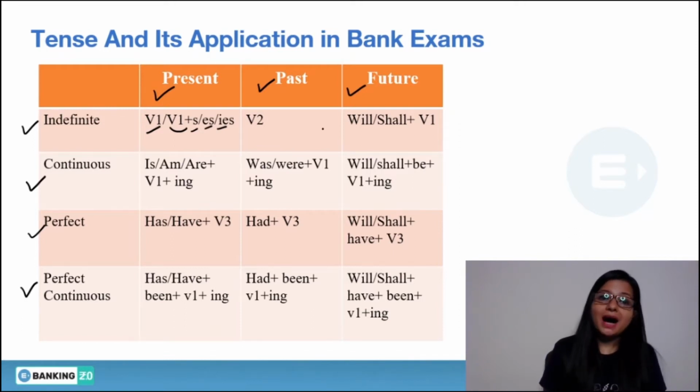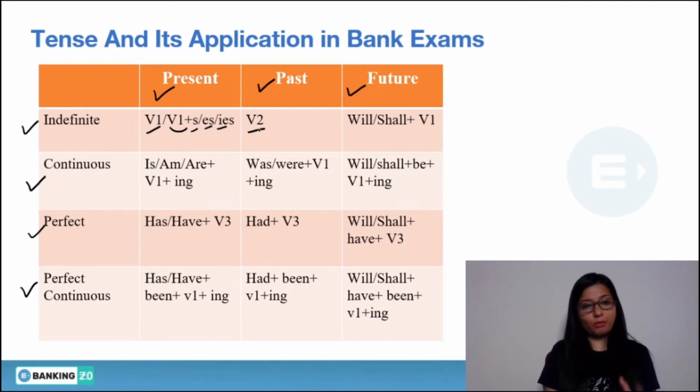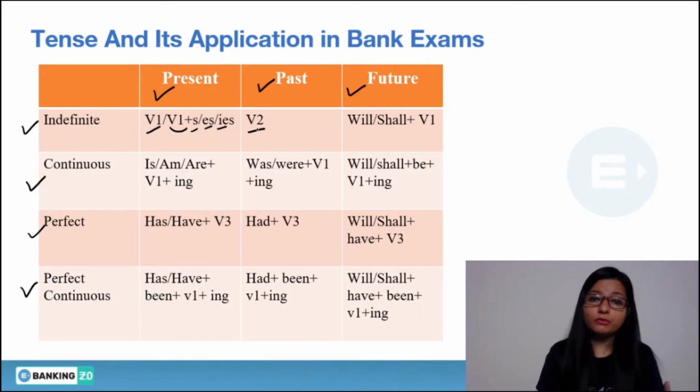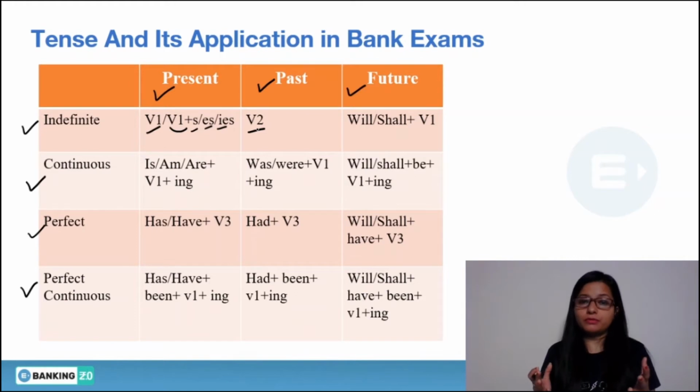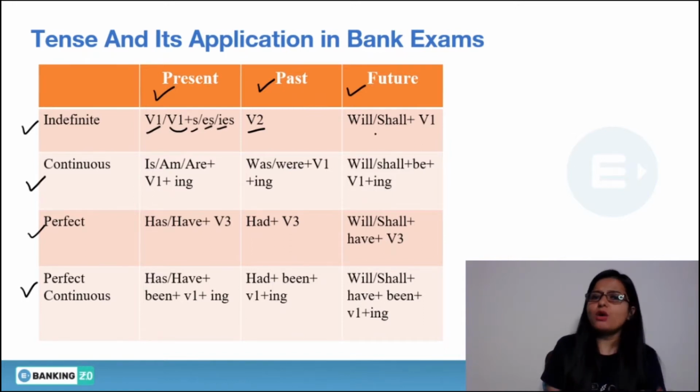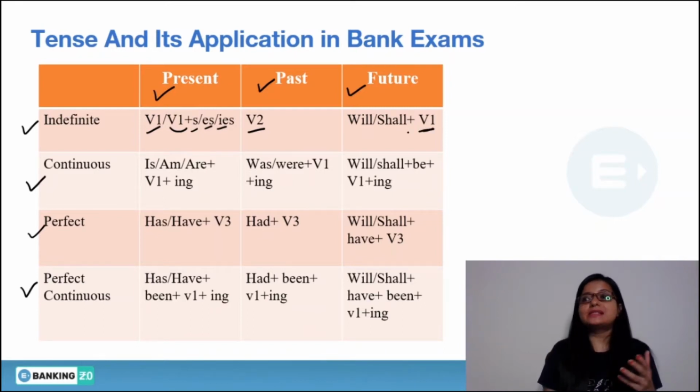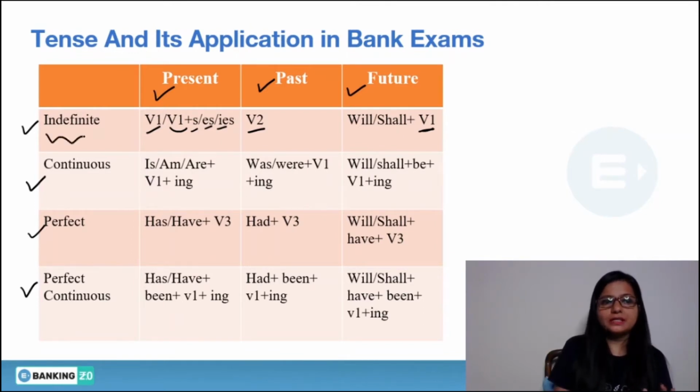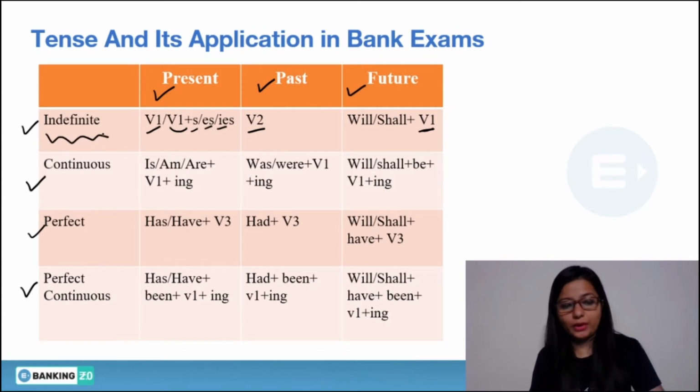In past indefinite tense, you have second form of the verb. Let's say sleep, the second form of the verb would be slept, and the third form of this verb would be slept. Sleep, slept, slept. But in future indefinite tense, you will have will or shall according to your subject, and then first form of the verb. Let's say I will sleep at 9 p.m. tomorrow. So you have will and then first form of the verb. This is all about indefinite tense of present, past, and future.